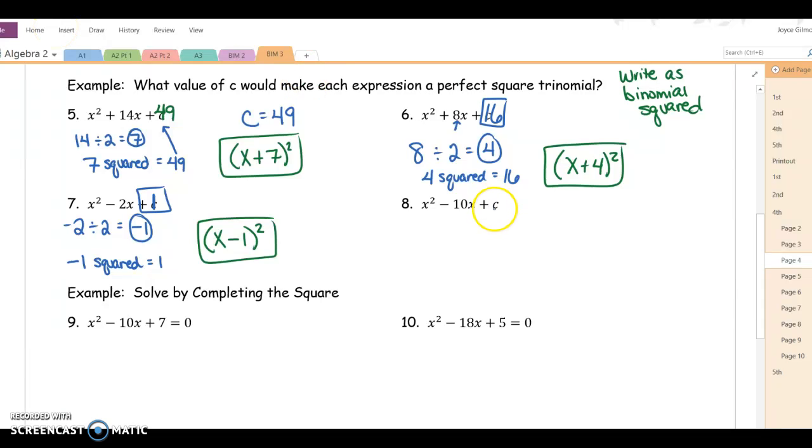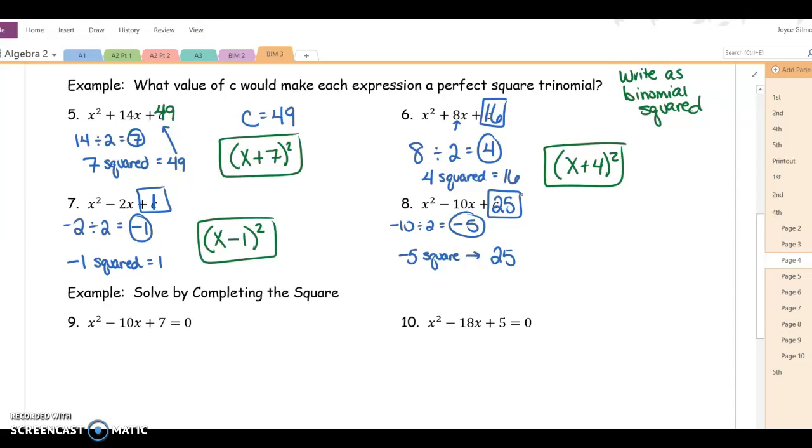All right, to figure out what c needs to be, you start with your middle number, negative 10. Half of negative 10, or negative 10 divided by 2, is negative 5. Negative 5 is the key. To figure out what c is, you need to take negative 5 and square it. Negative 5 squared is positive 25. So your c value is positive 25.